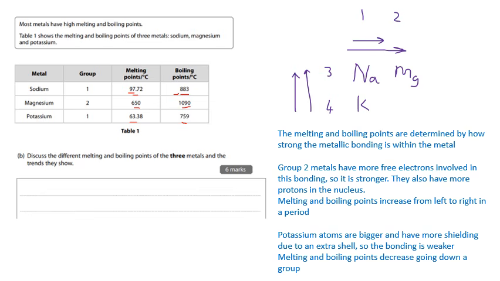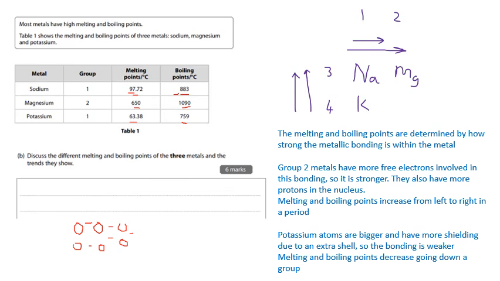The melting and boiling points are determined by how strong the metallic bonding is within the metal. So do you remember metallic bonding, as in you've got all your atoms there in a regular structure, at least in a solid, in a liquid they're not, and then you've got free electrons in between them. Okay, that's metallic bonding. And how strong is this bonding?